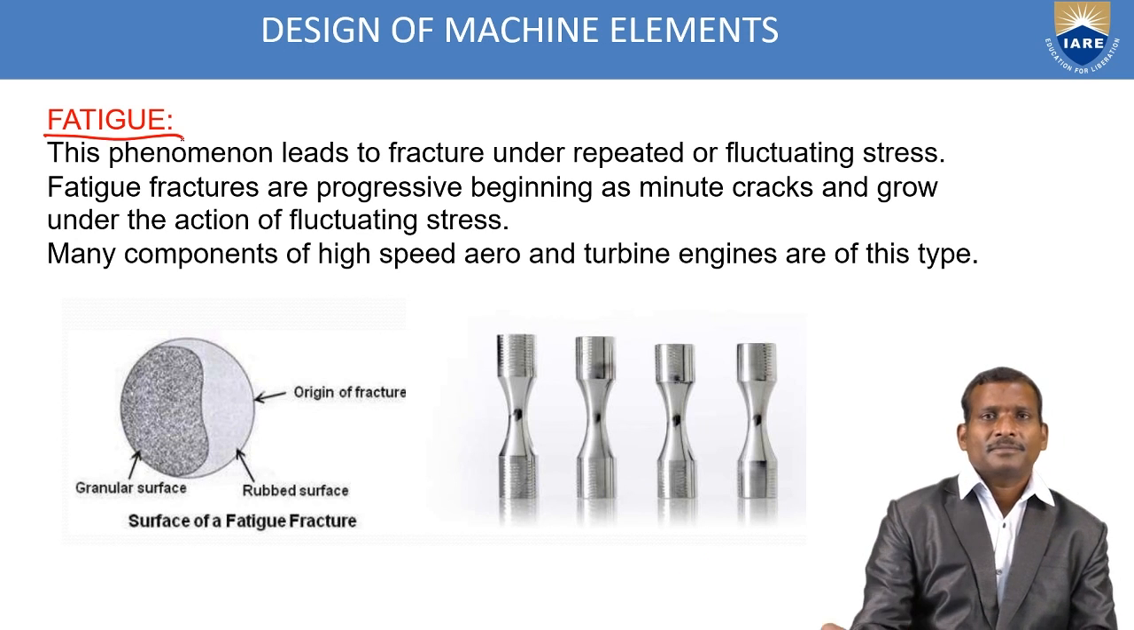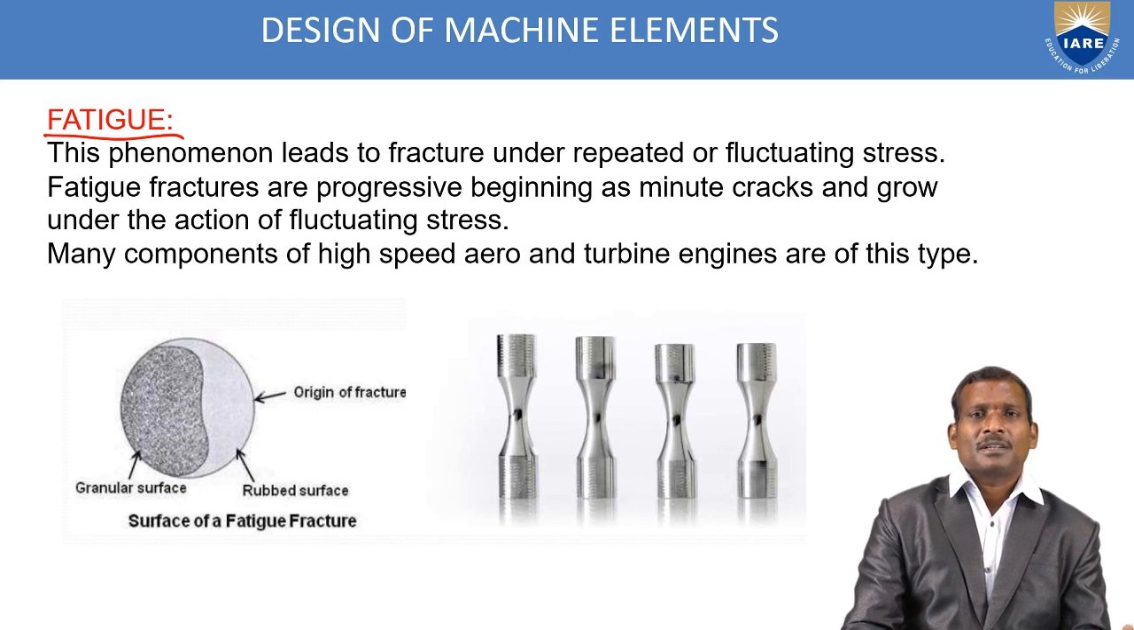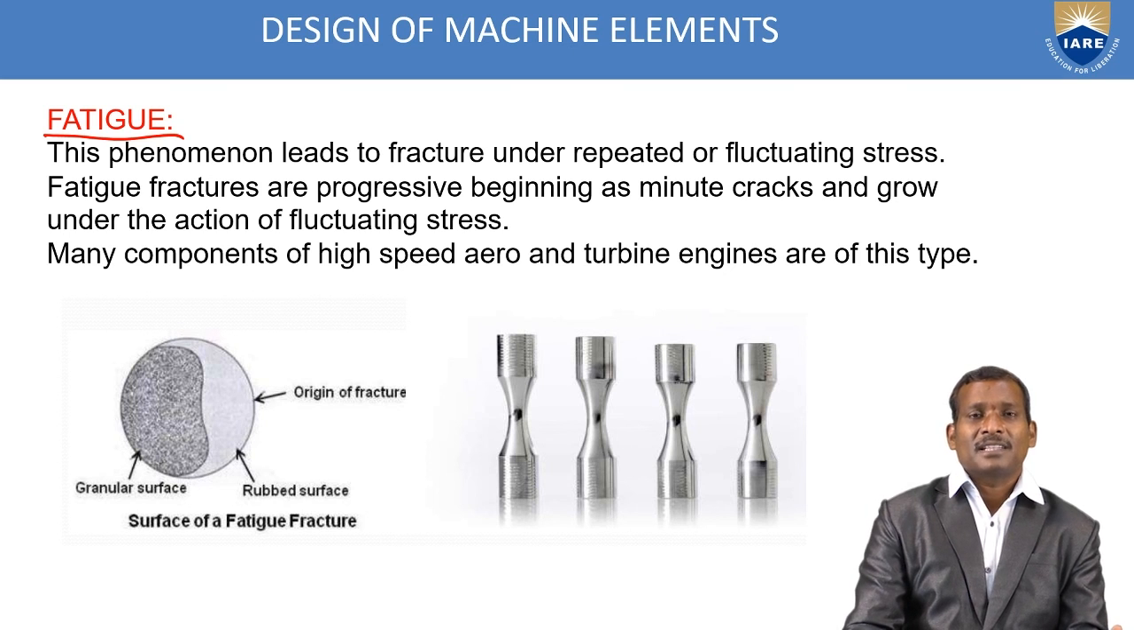Next is fatigue, the last property. This phenomenon leads to fracture. It is a very, very important property in the design of machine elements. All components are subjected to fluctuating loads. Whenever a component is subjected to cyclic loads, after some number of cycles the component will fail, at a stress below the yield stress. That limit is called the endurance limit. This type of property is called the fatigue property, and the phenomenon is called fatigue fracture.